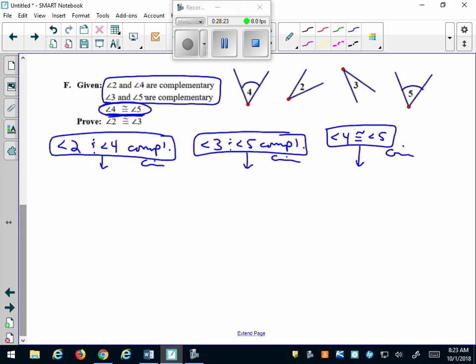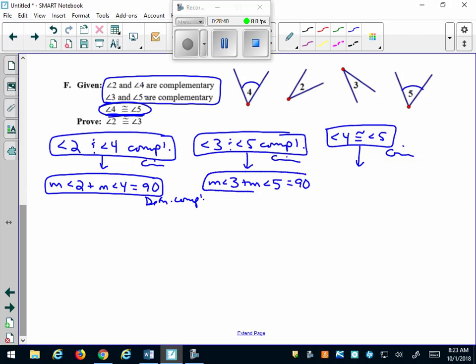Okay, so you should have made the conclusion, measure of angle 2 plus measure of angle 4 equals 90 by definition of complementary. And also for this one, measure of angle 3 plus measure of angle 5 equals 90 by definition of complementary. And from here, you could just turn the congruence into an equals statement by definition of congruent. Okay, so hopefully you got those right.